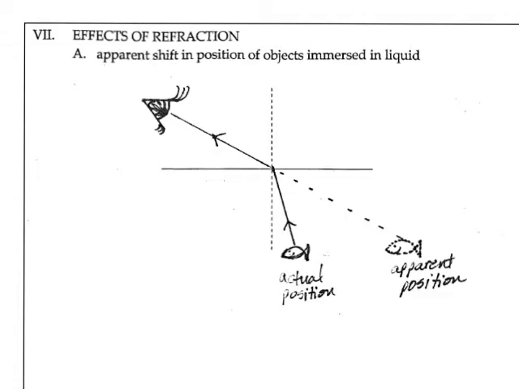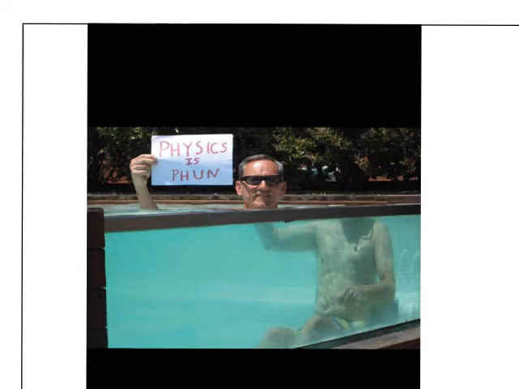The first one is the one that's most common, and that's the apparent shift in the position of objects immersed in a liquid. So if I have a fish that's underwater, light would reflect off of that fish, and then remember that it's going to refract and get to my eye, and that's what I'm able to see. However, our brain interprets us as seeing in a straight line, so we think that the fish is over here, but actually it's a little bit closer to us. There's a quick picture for you to show you refraction.